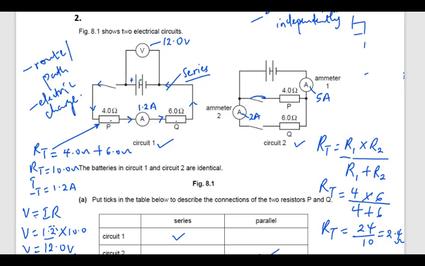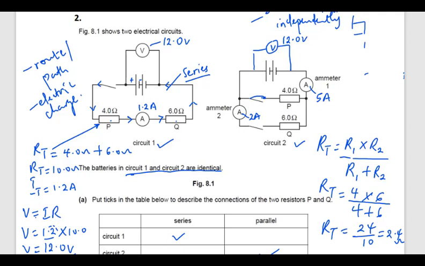Now remember that we're told that circuit 1 and circuit 2 are identical. The batteries in circuit 1 and circuit 2 are identical. So if the EMF of this battery here is 12.0 volts, that means the EMF of this one also automatically will be 12.0 volts. We got that from this statement because the batteries are identical.